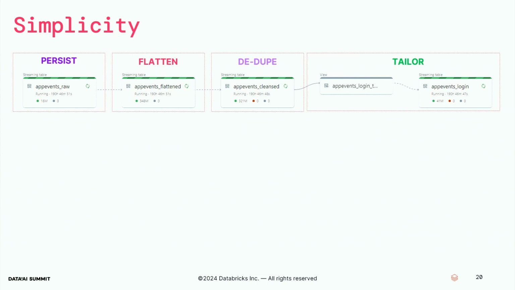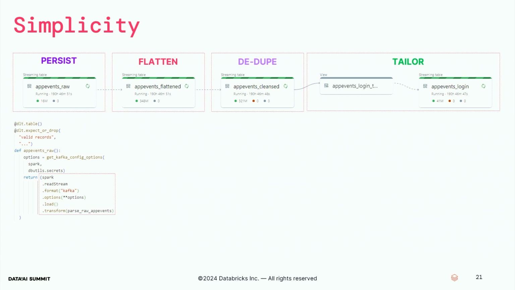Back to our pipeline. First thing is, you can already tell this pipeline is simple. Not only does it look simple, but it was very simple to create. All we wrote was 3 query functions and 2 calls to change data capture functions.